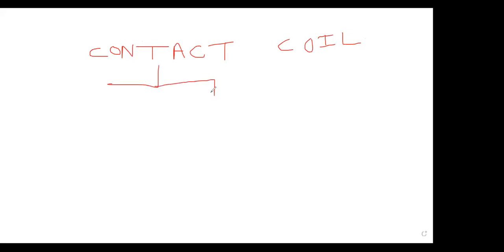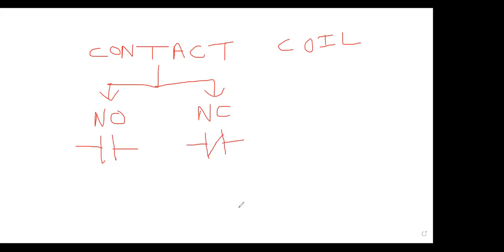Contact we have of two types: normally open contact and normally closed contact. Normally open, normally closed. Ladder diagram uses pictorial, symbolic representation. So for NO, you have to use this symbol. For NC, you have to use this symbol.